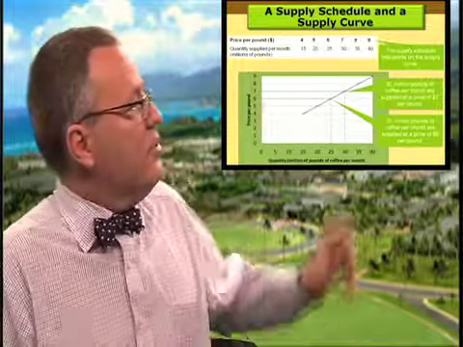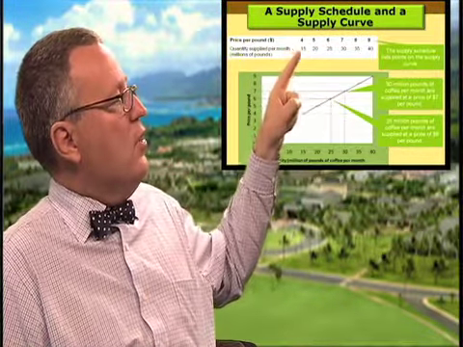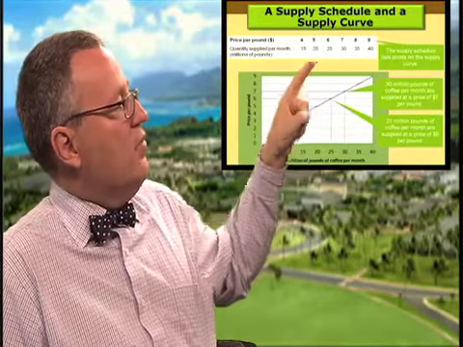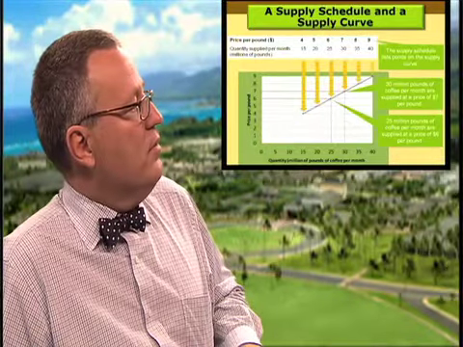This is an example of the supply schedule, which is nothing more than the data points of, at $4, we're going to supply 15 million pounds, at $5, 20, 6.25, and we just take each one of those data points and we graph them out.